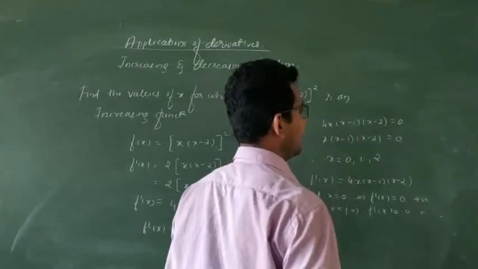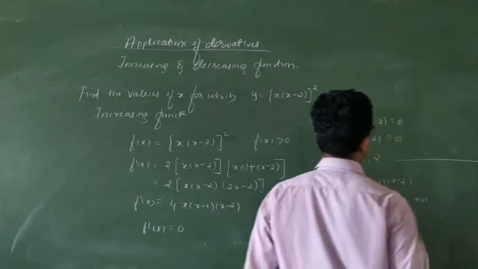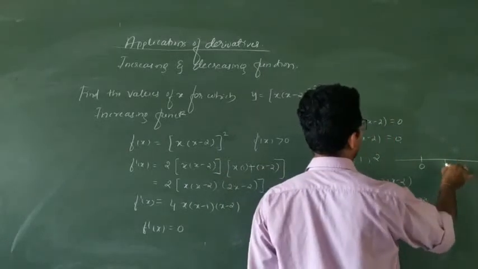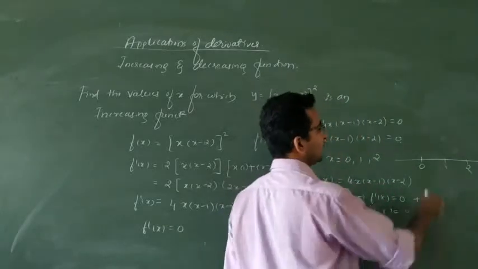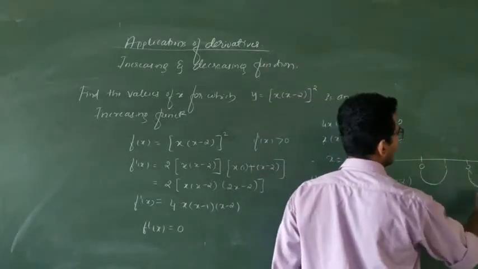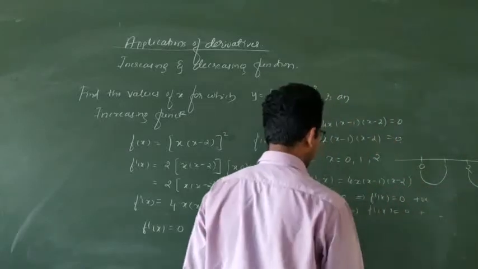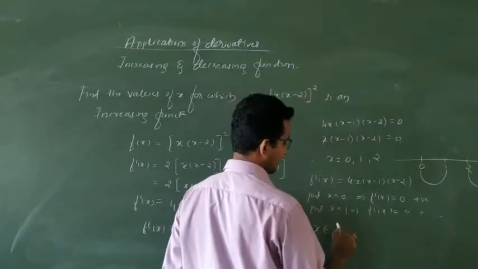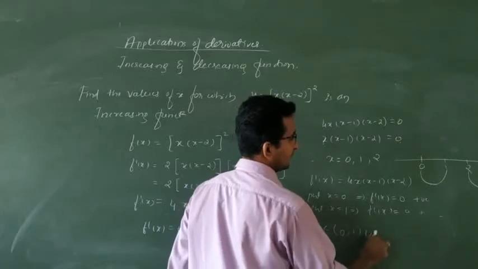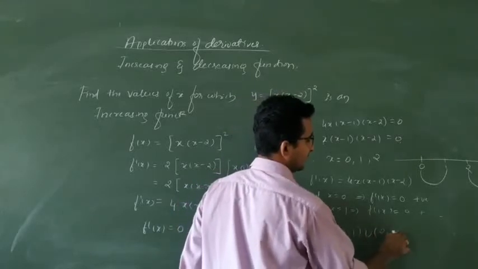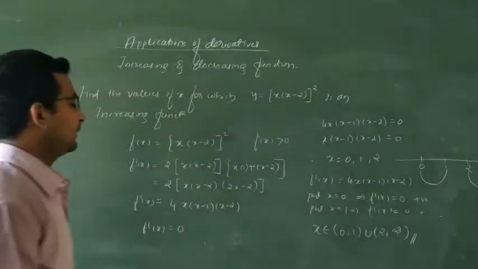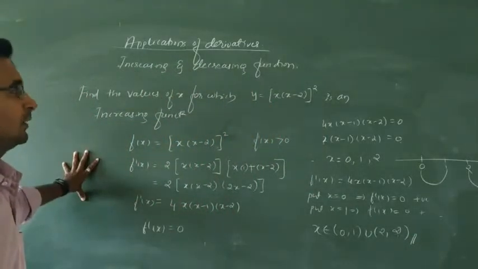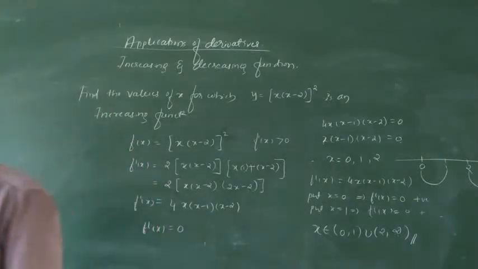So increasing means what? When I take the real line, it is increasing from 0 to 1 and from 2 up to infinity. So it starts from 0, then 0 to 1, and the union 2 to infinity. Then I can write it as x belongs to (0, 1) union (2, infinity). This question is rarely asked in the examination, but somehow we have to do this one. So the next one.